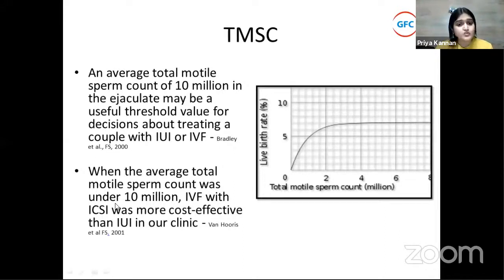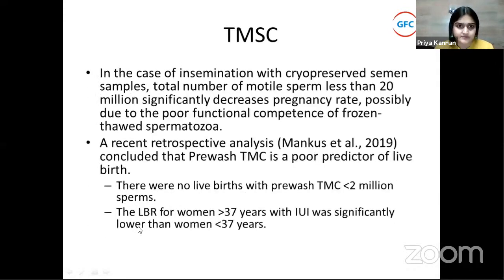Here again in 2001 there was another publication which said that when the average total motile sperm count was under 10 million, IVF with ICSI was a more cost-effective treatment protocol than IUI in their clinic. In case of insemination with cryopreserved sperm samples, a total number of motile sperm less than 20 million significantly decreased the pregnancy rate, probably because of the poor functional competence of frozen-thawed spermatozoa.